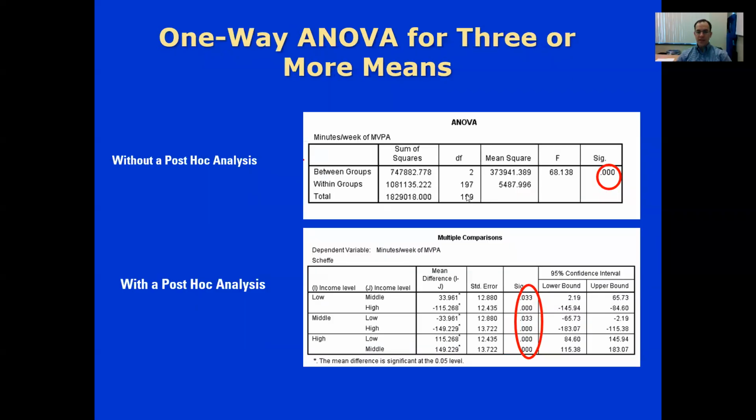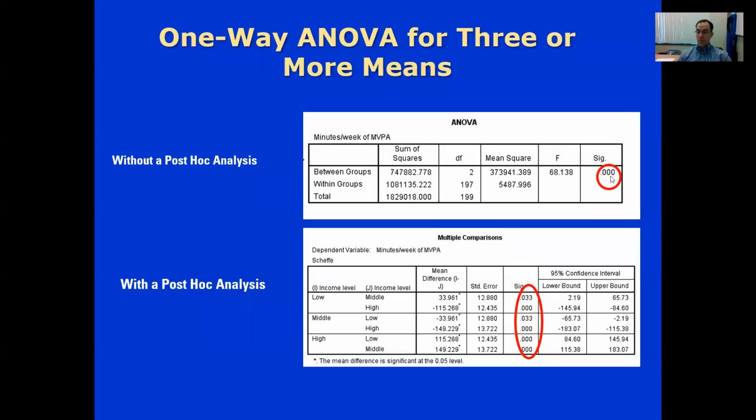So let's take a look at using a one-way ANOVA for three or more means. In this case, we're looking at data on minutes of physical activity amongst different income levels: low, middle, and high. What we see here in the ANOVA table printout is that there is a significant relationship between physical activity and income level. But it doesn't tell you where, in terms of which income levels differ from each other.